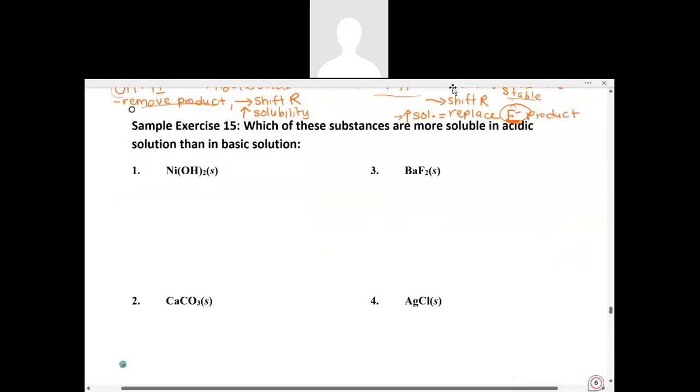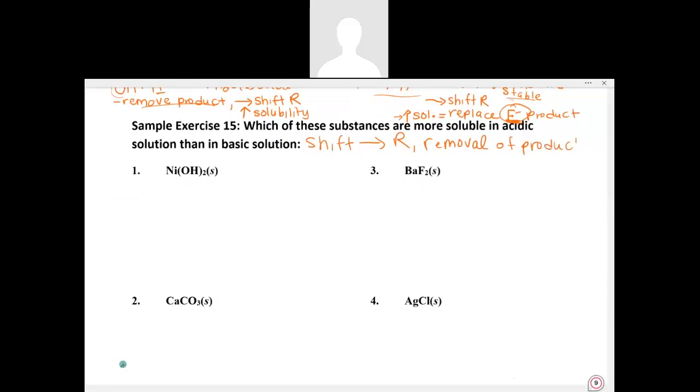So let's take a look at sample exercise 15 here and see if we can determine which of these salts would be more soluble in acidic solution than in basic solution. We're going to be looking again for a shift to the right, towards products. We're going to check whether we would have a removal of product, and by that, we're going to say due to formation of what we saw above, H2O, or a weak acid.